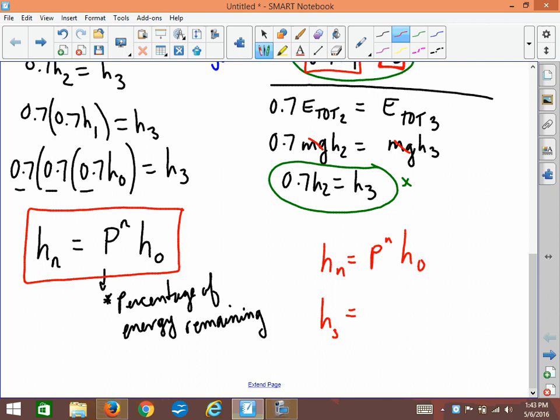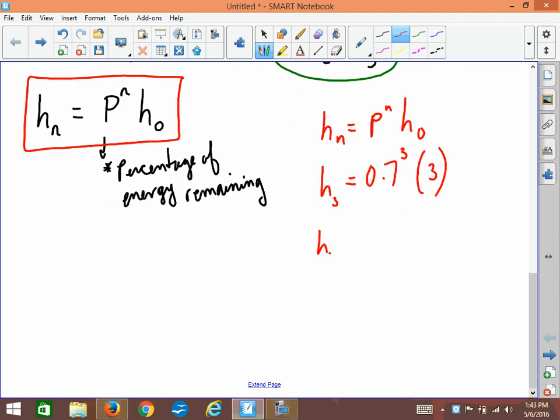If you're 70% efficient, that means you retain 70% of your energy. So 0.7. How many bounces? Well, it was 3 bounces, so we have to cube that. That's where the n comes in. And our original height was 3 meters. That 3 has nothing to do with the other 3s, it's just coincidence. And when you work this out, the answer comes to, I think, about 1.02-ish. Right? The height after the 3rd bounce. So you can get the answer quite simply.